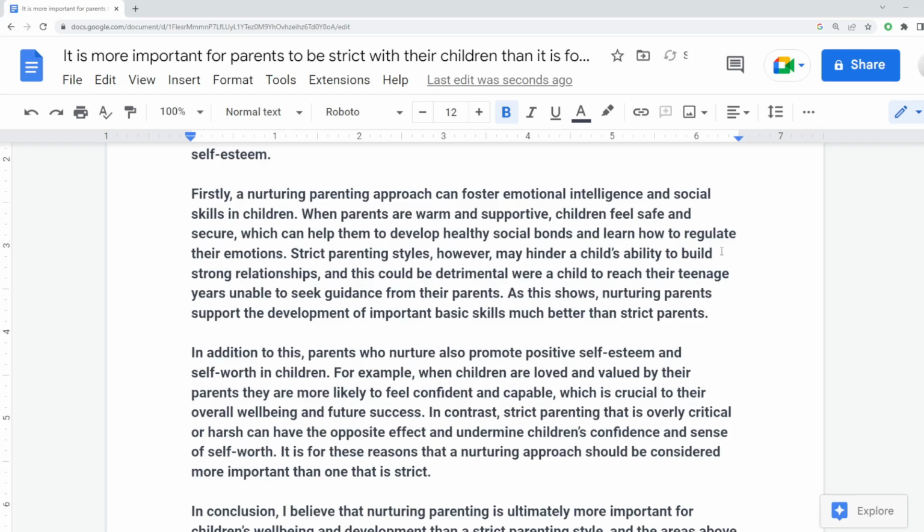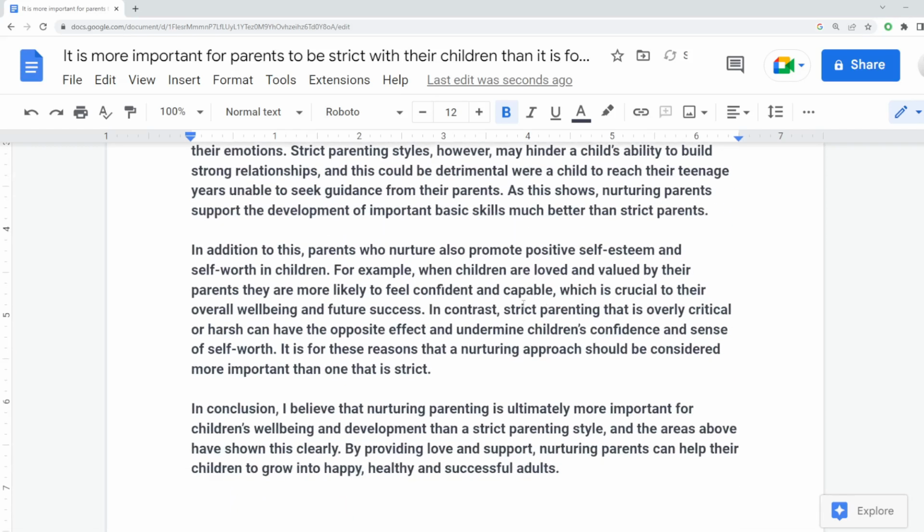Strict parenting styles, however, may hinder a child's ability to build strong relationships, and this could be detrimental were a child to reach their teenage years unable to seek guidance from their parents. As this shows, nurturing parents support the development of important basic skills much better than strict parents. In addition to this, parents who nurture also promote positive self-esteem and self-worth in children. For example, when children are loved and valued by their parents, they are more likely to feel confident and capable, which is crucial to their overall well-being and future success.